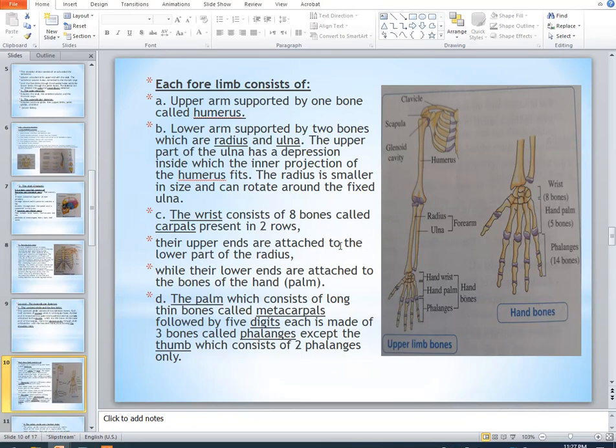The wrist consists of 8 bones called the carpals, present in 2 rows. Their upper ends are attached to the lower part of the radius, while their lower ends are attached to the bones of the hand's palm. The palm consists of long thin bones called metacarpals, followed by 5 digits. Each is made of 3 bones called the phalanges, except the thumb, which consists of 2 phalanges only.